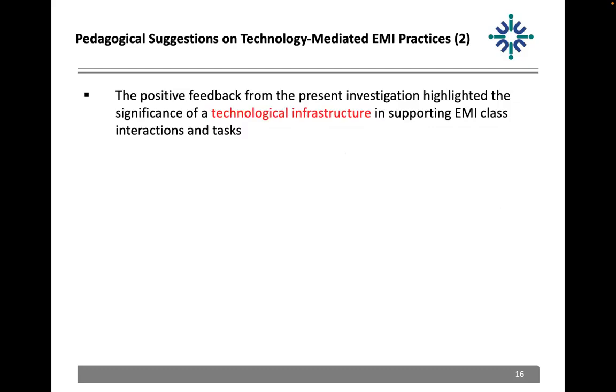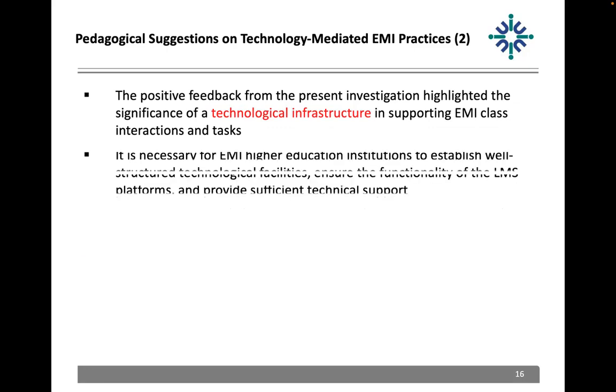And also, the other suggestion is, as you can see from our study, the positive feedback highlighted the significance of a technological infrastructure in supporting EMI class interactions and also tasks. So it is necessary for EMI higher education providers to establish well-structured technological facilities to make sure the learning management system functions very well, and also they need to provide sufficient technical support or training.